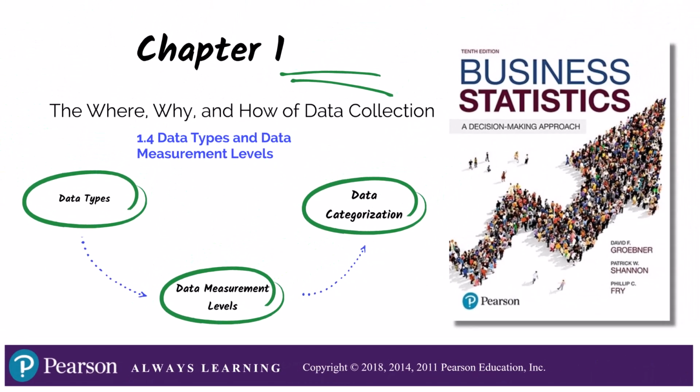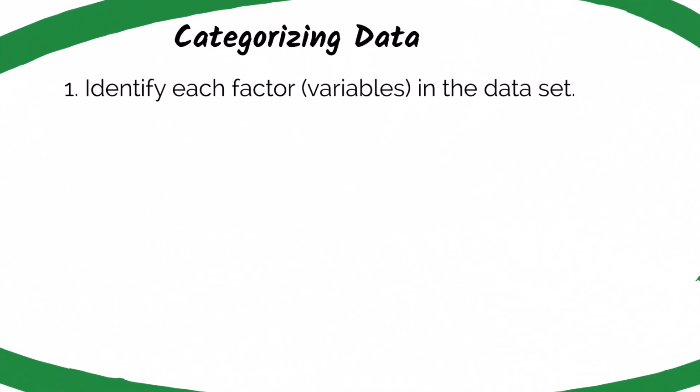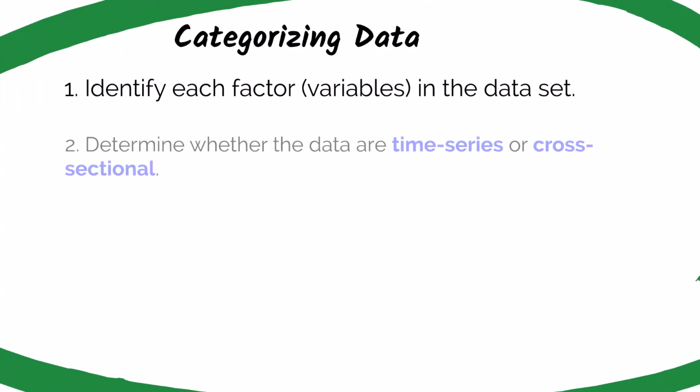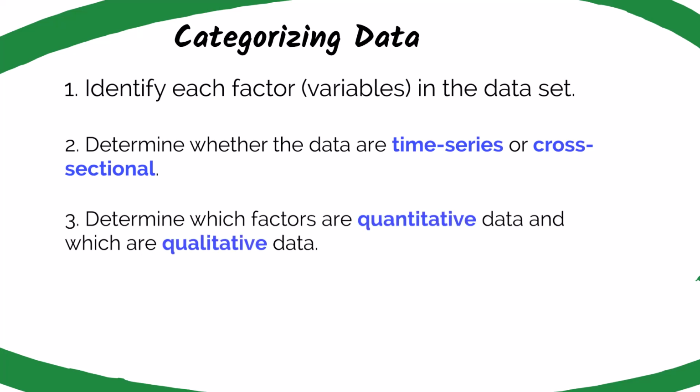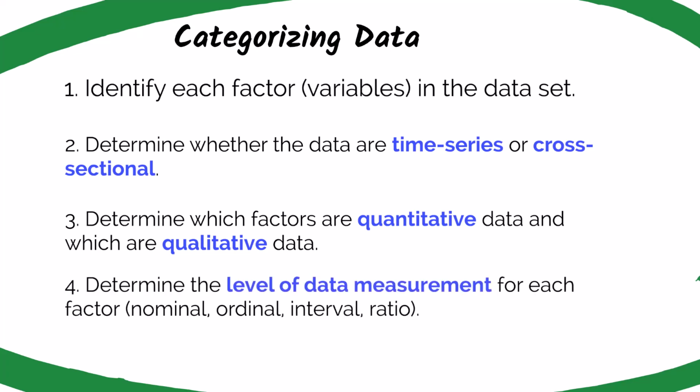Let's jump into our last topic, which is data categorization. The first step is to identify the variables in the dataset. Next, we want to determine whether the data is time series or cross-sectional. And then we want to determine if the factors are quantitative or qualitative. Lastly, we want to determine the level of data measurement, such as nominal, ordinal, interval, or ratio. Let's review an example now.